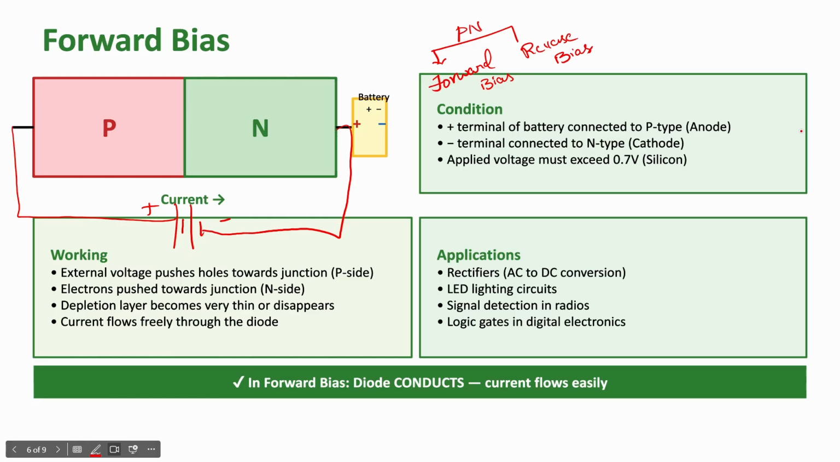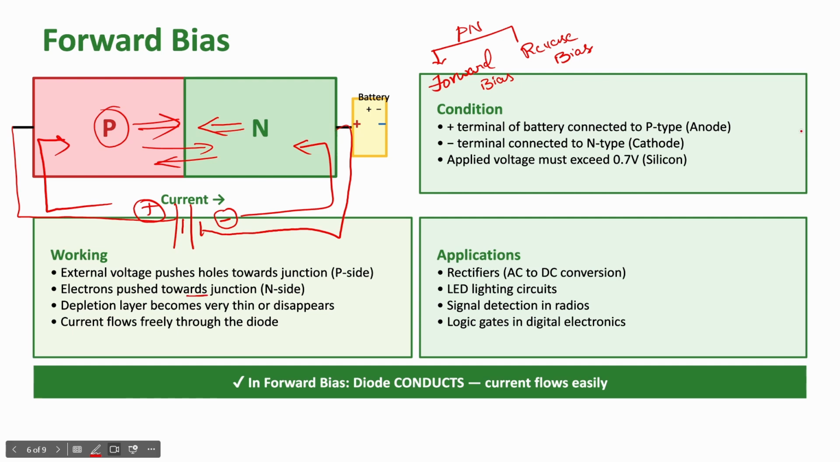The external voltage pushes the holes towards the junction. Here is a positive voltage, and here is also a positive voltage. What will happen? This positive voltage opposes the holes which are present in the p-type, so they are trying to move towards the n-type. The negative charge opposes the electrons in the n-type, so the electrons are trying to move towards the p-type. Then the holes and electrons move in opposite directions, recombination occurs, and the flow of charge increases in the forward bias.